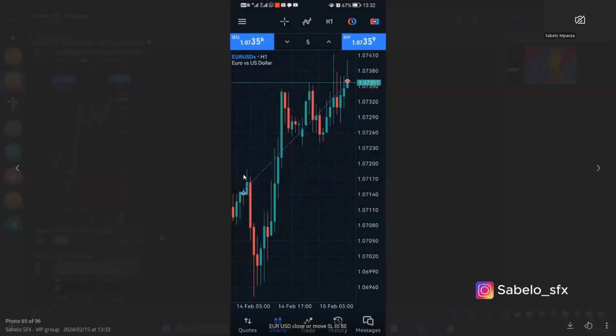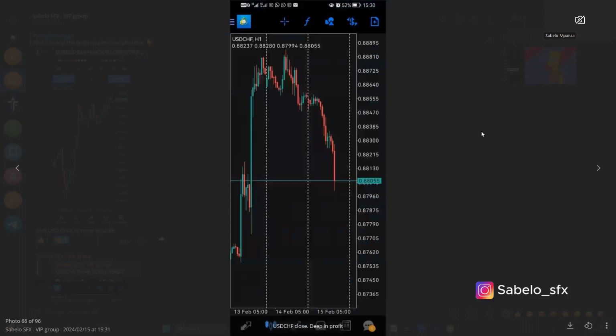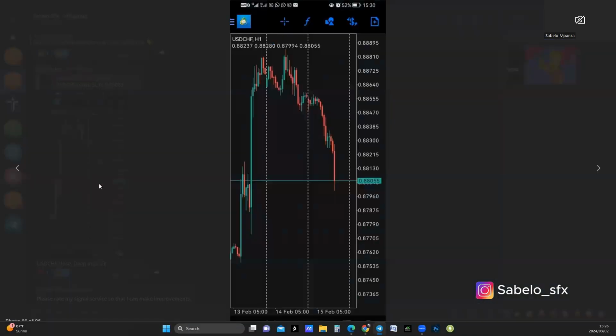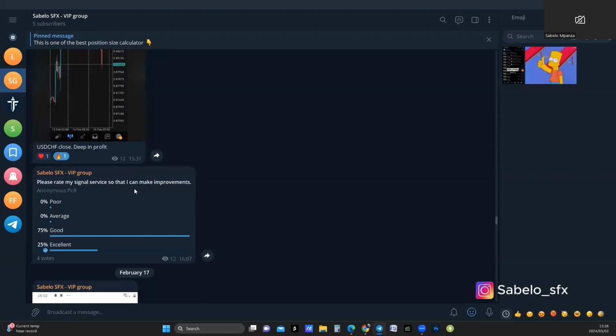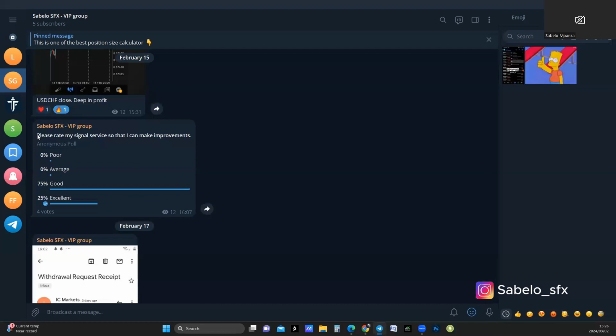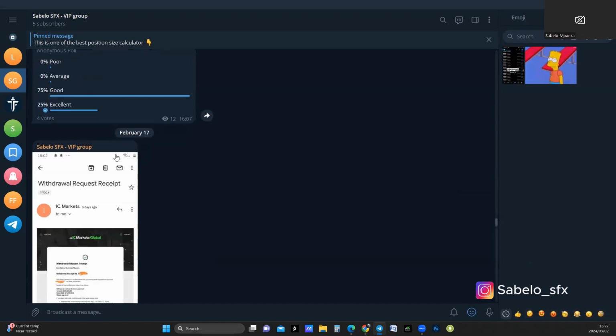And then this was the update on Euro USD. The market started here, went down, and then came to hit our take profit right here. Let's see. Update on US dollar Swiss franc. We entered somewhere here. It spiked up and then came down and hit our TP. And then I asked my clients how good or poor my signals are. Most of them said my signals are good. Okay. So yeah, let's continue.